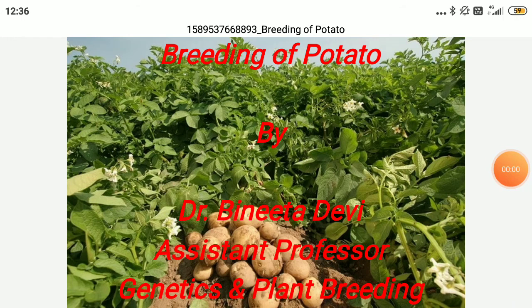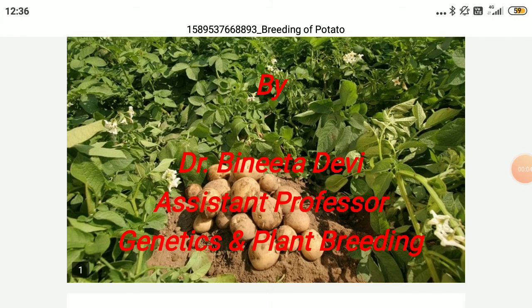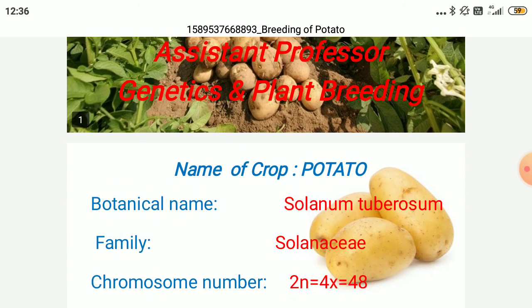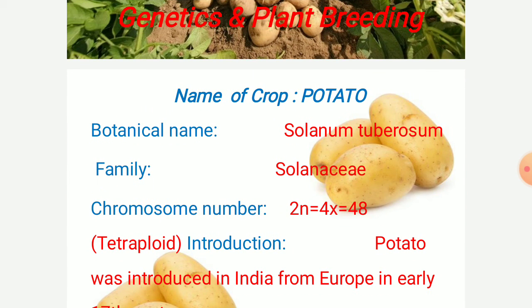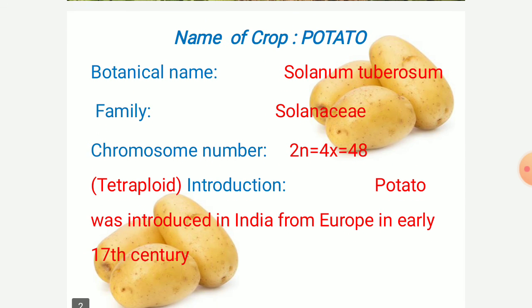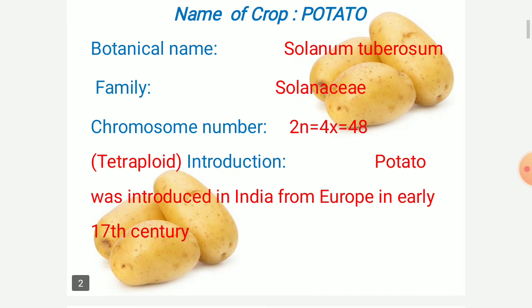Today we are going to discuss breeding of potato crop. Botanical name of potato is Solanum tuberosum. It belongs to family Solanaceae. Genus of potato is Solanum and its species is tuberosum. Its chromosome number is 2n = 24 and tetraploid is 4x = 48.